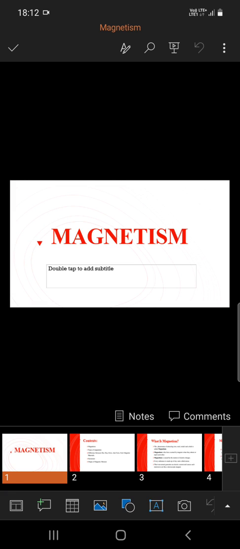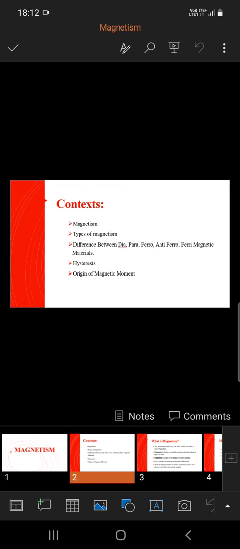Today my topic is magnetism. In magnetism, I want to talk about magnetism, types of magnetism, the difference between dia, para, ferro and antiferro, ferromagnetic materials and hysteresis, and the origin of magnetic moment.